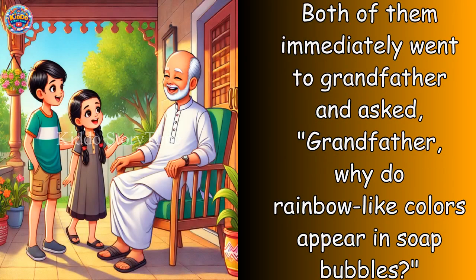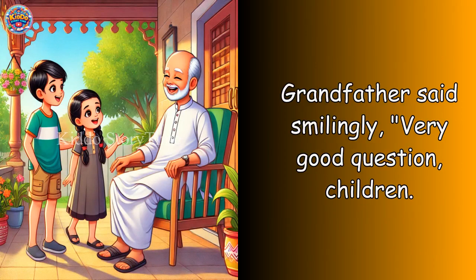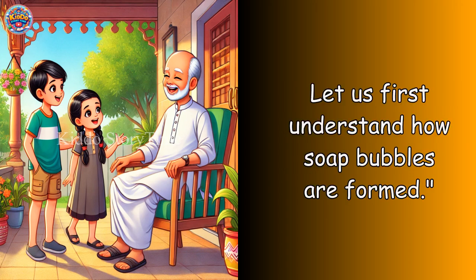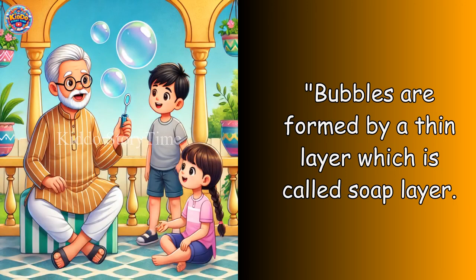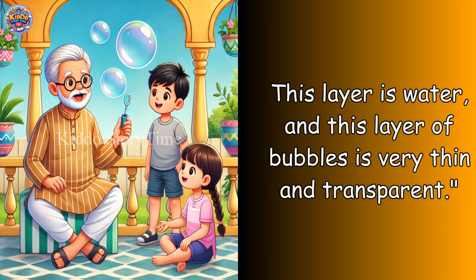Both of them immediately went to Grandfather and asked, "Grandfather, why do rainbow-like colors appear in soap bubbles?" Grandfather said smilingly, "Very good question, children. Let us first understand how soap bubbles are formed. Bubbles are formed by a thin layer which is called soap layer. This layer is water, and this layer of bubbles is very thin and transparent."